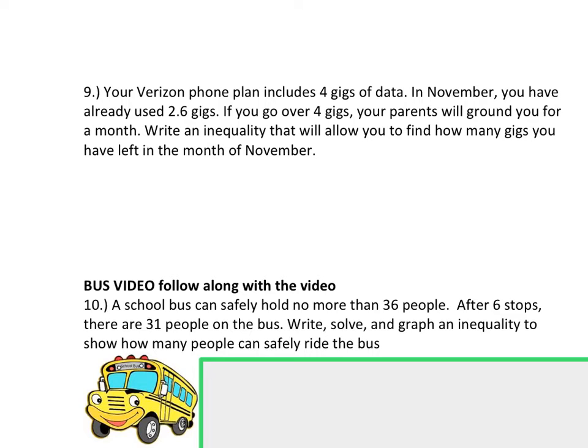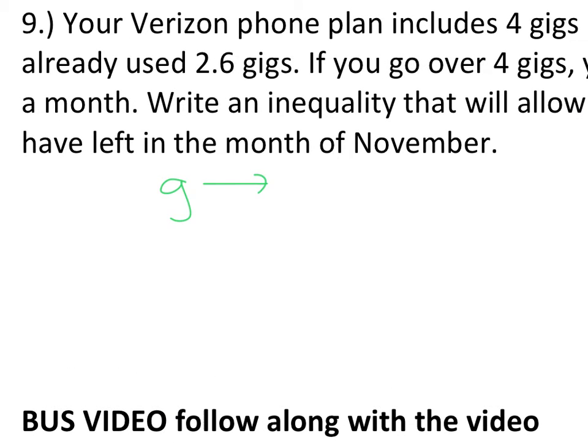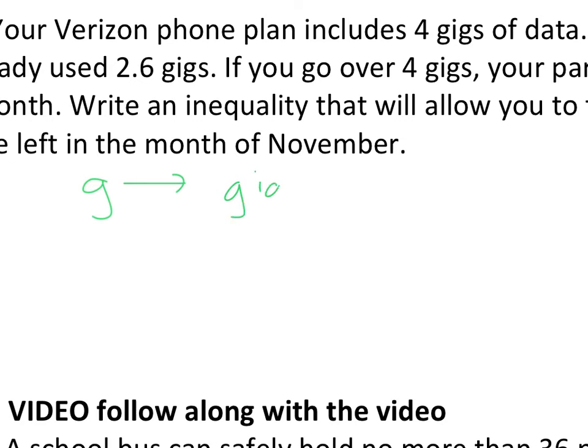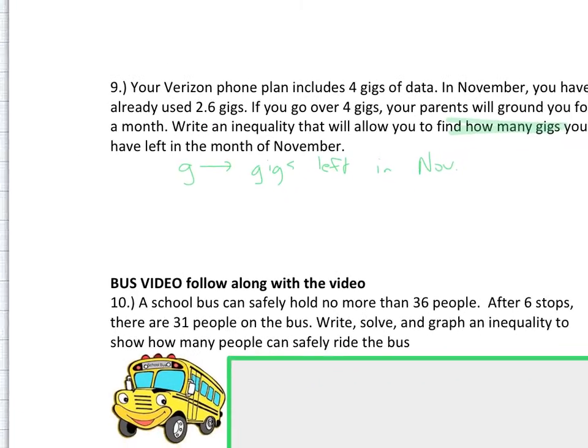Not a pleasant situation. Write an inequality that will allow you to find how many gigs you have left in the month of November. Because you cannot go over, okay? So that would be, you gotta be less than. So let's talk about what we don't know. What we don't know is how many gigs, okay? So let's define a variable here. Let's do G for gigs, okay? And that would be gigs left in November, okay?